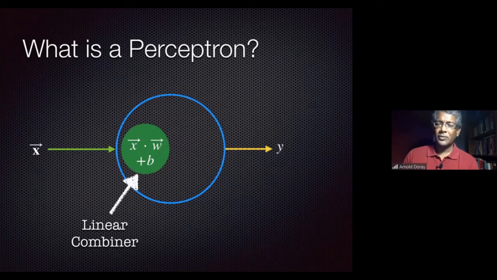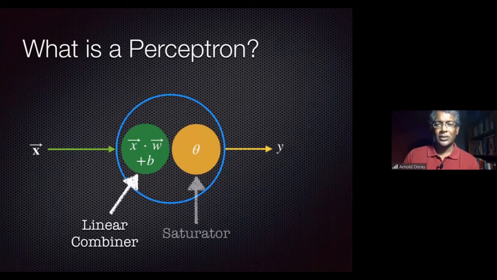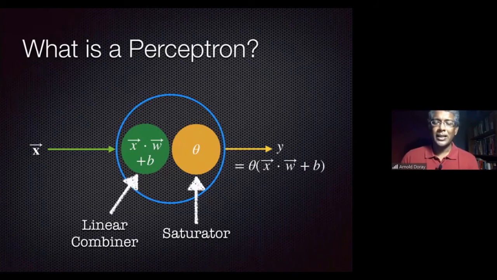It's also very common in things like ARIMA and very simple statistical models. But the distinctive part about the perceptron is that it has a separate nonlinear component called the saturator, also known as an activation function. You take that saturator and apply it to the linear combiner. So essentially, y is just theta of x dot w plus b. Very simple from a mathematical point of view.